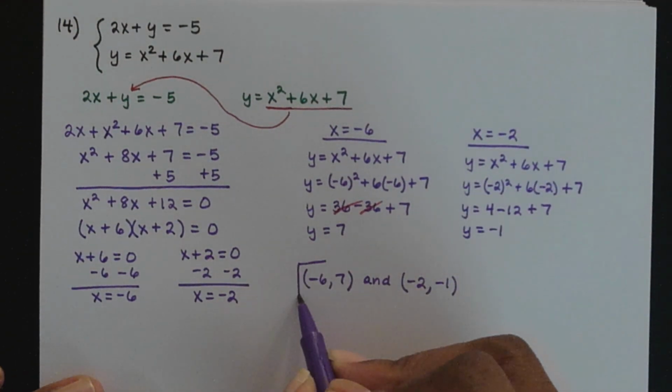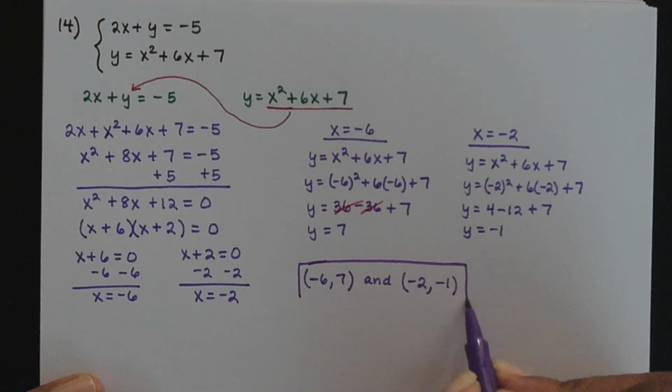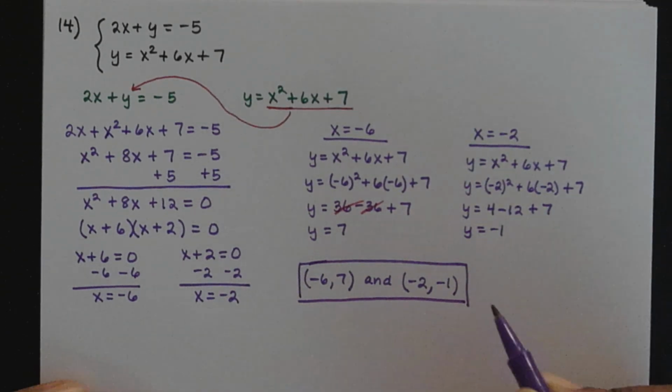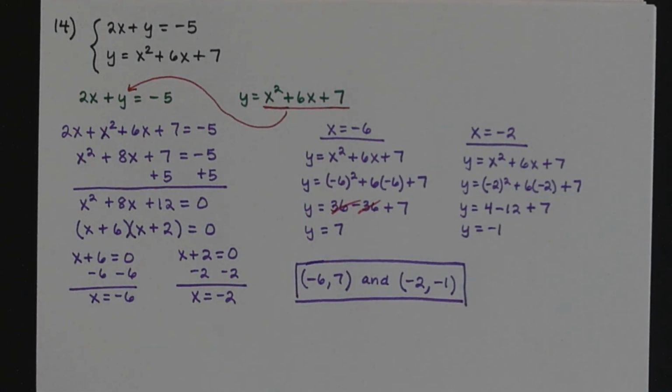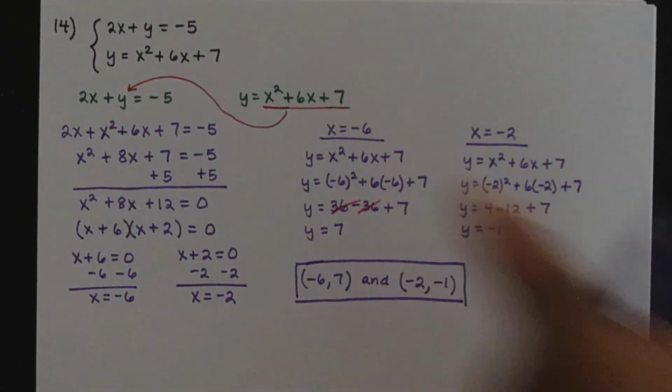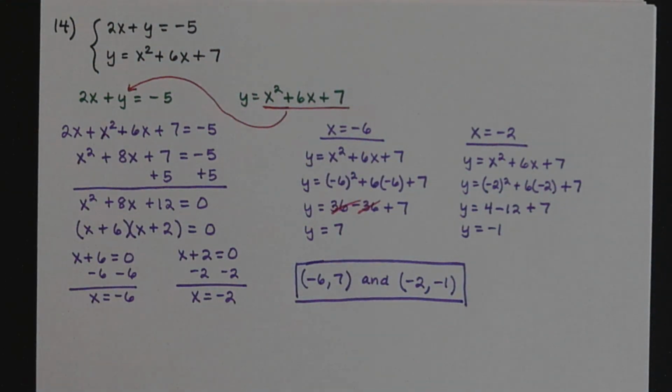And you do have to write this as ordered pairs. So negative 6, 7, and negative 2, negative 1 are the ordered pairs that satisfy this nonlinear system of equations. Are there any questions about number 14?